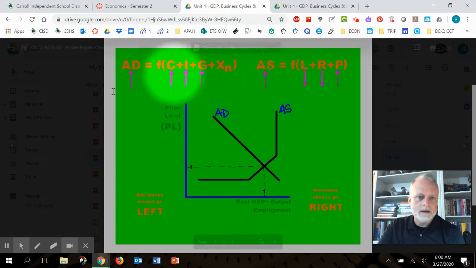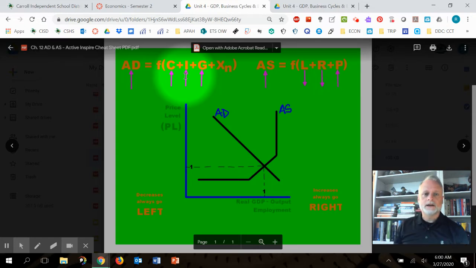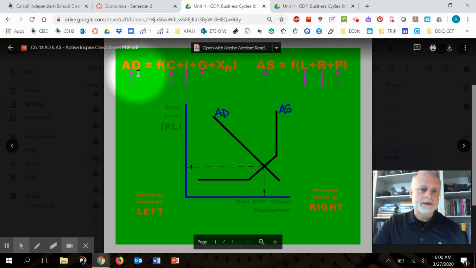Okay. Up at the top, I've given you all the reasons. Think of this like Trendy Pets or Pioneer. And what you can see is that this is a little easier to remember. For AD, there's only three reasons, right? You can either have a consumption increase, an investment increase, or a government increase. And any one of those is enough to say that we're going to have an increase in aggregate demand. That would mean that the curve would need to move forward, right?